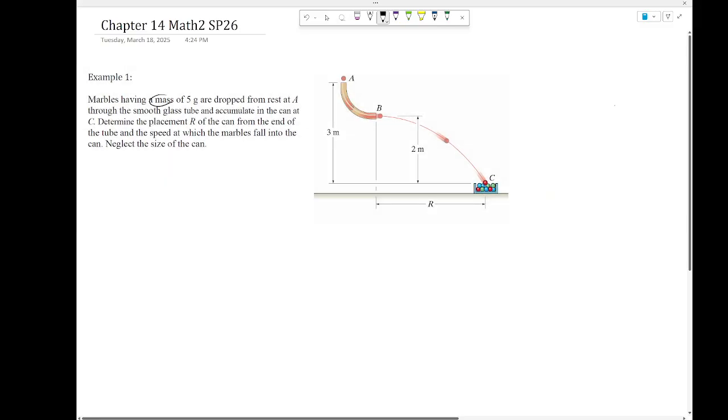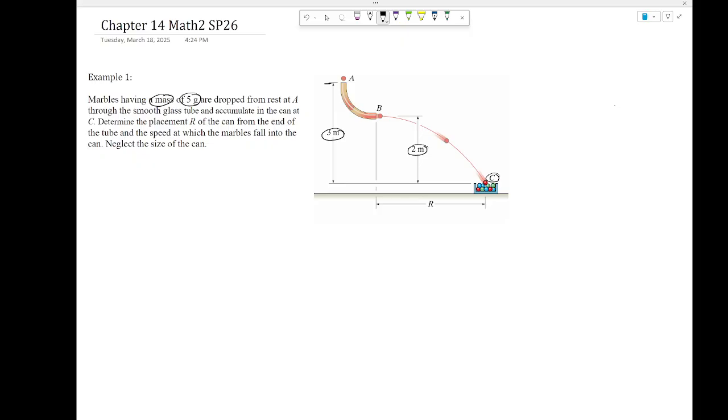The question gives you the mass of the marble, which is 5 gram, and the locations where all these things are happening. Location A is 3 meter above location C in altitude. The altitude between locations B and C is 2 meters. So those are all the givens.